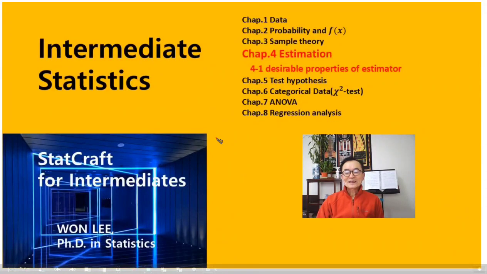Everyone, I'm Anly. I'm about to open a new chapter, estimation, today. I'm going to introduce some new terminologies: estimator, estimate, and desirable properties of an estimator. I'd like you to be familiar with these new terminologies. Okay, keep in mind. Let's see what estimation is.